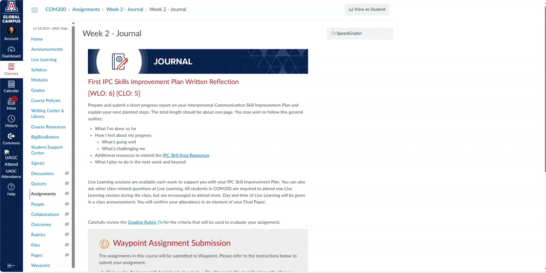What's challenging? Identify difficulties and obstacles. Additional resources such as books, articles, videos, workshops, or live learning sessions. And then next steps, of course. Detailed actionable strategies for the coming week and beyond.